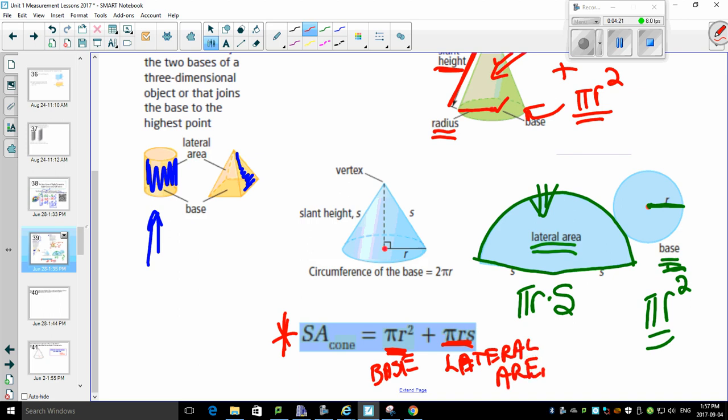So the next podcast is going to show you a couple of questions on how to do calculations with this formula. But I thought this would be a real nice setup for you.